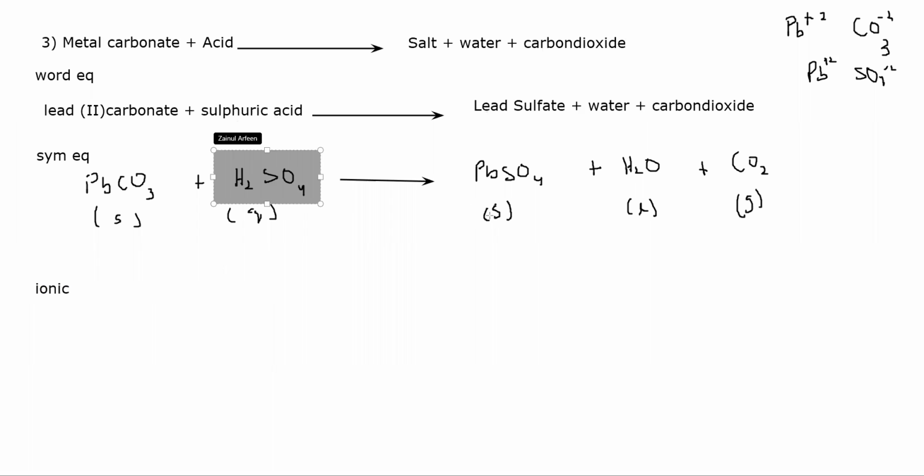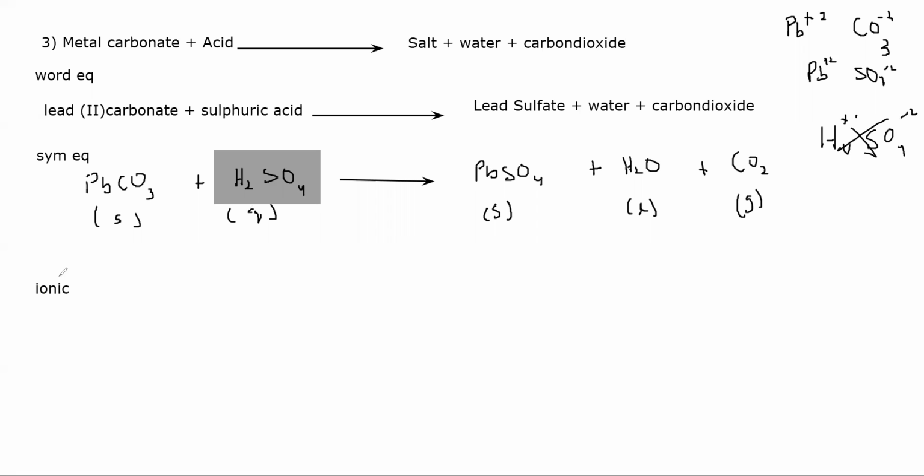Why is it H2SO4? Why not HSO4? Because hydrogen valency is +1 and sulfate valency is -2. So when you cross multiply, you will find it is H2SO4, not HSO4, because the valency of the sulfate is -2.